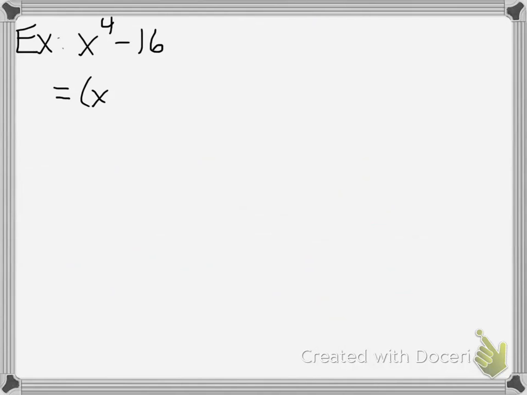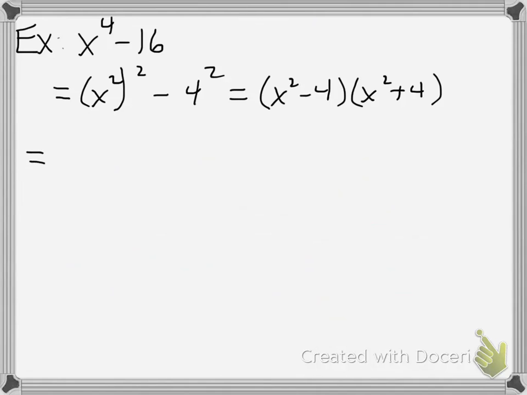So we'll get a little bit more fancy here. X to the 4th minus 16, our instructions are again to factor. Now the x to the 4th isn't a perfect square, but it is the same thing as x squared squared. When I raise an exponent to an exponent, I'm going to multiply them. So 2 times 2 is 4. 16 is 4 squared. So this is going to factor into x squared minus 4 and x squared plus 4. I said that wrong the first time.